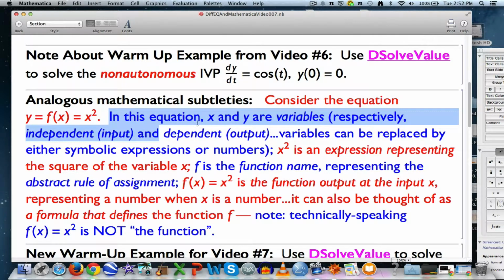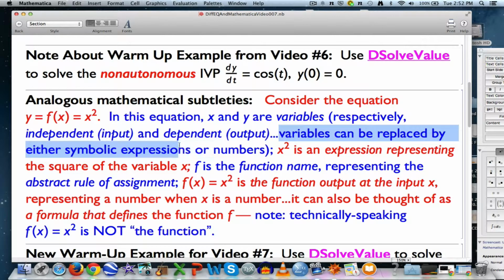In this equation, x and y are called variables. Alright? x is the independent variable, also called the input for the function, and y is the dependent variable, also called the output for the function. Variables can be replaced by things. They can be replaced typically by numbers or by symbolic expressions. You can replace variables with things and then work with those quantities.